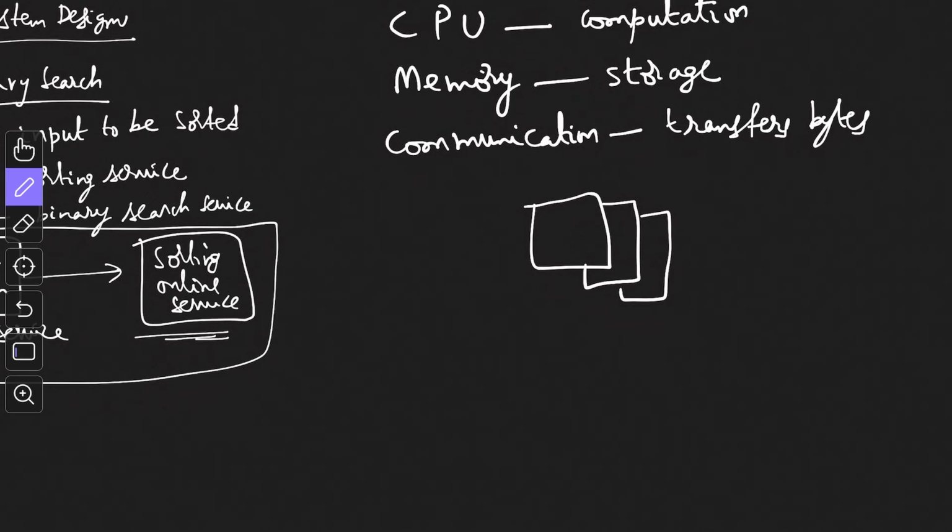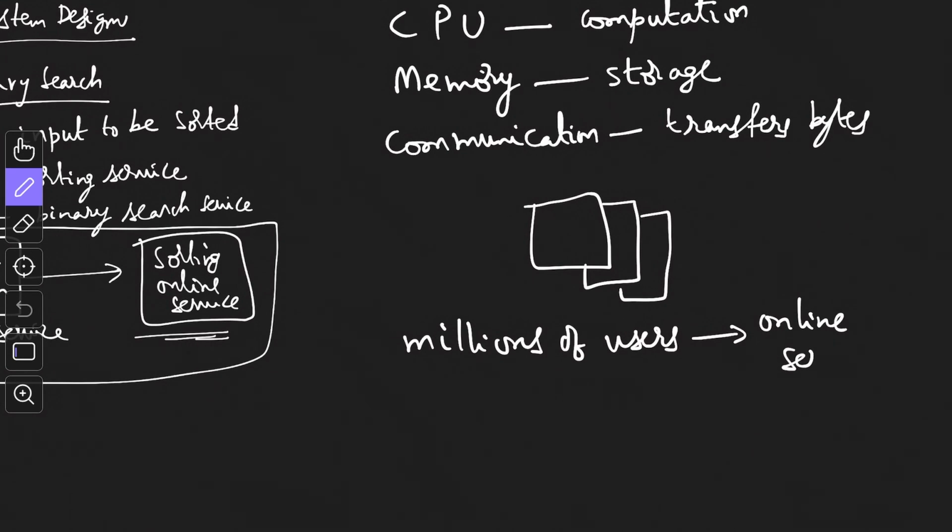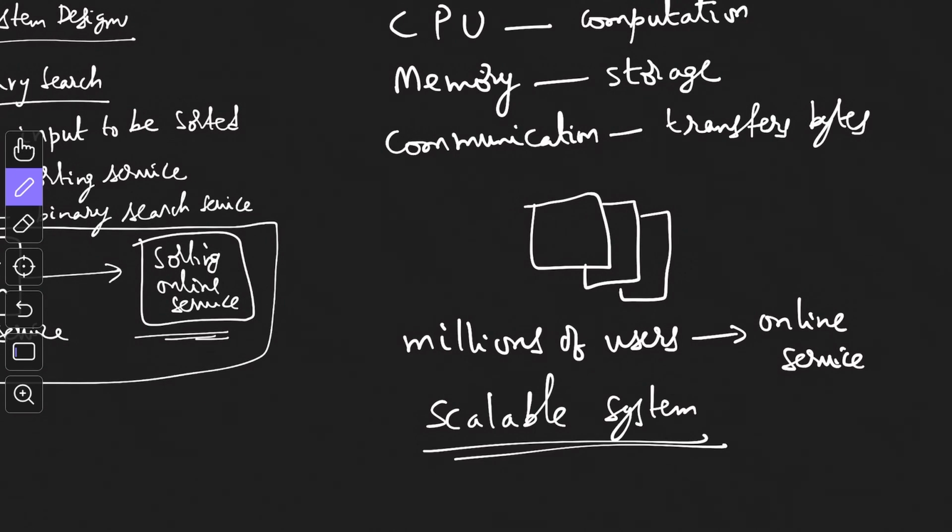As a service becomes popular, there will be millions of users or clients requesting the service. And our system should be able to handle that traffic, maybe millions of requests per second. If our system can handle it, we call that a scalable system. Please refer to another video in this basic series to learn about scalability.